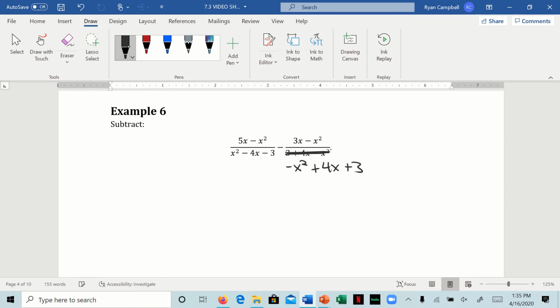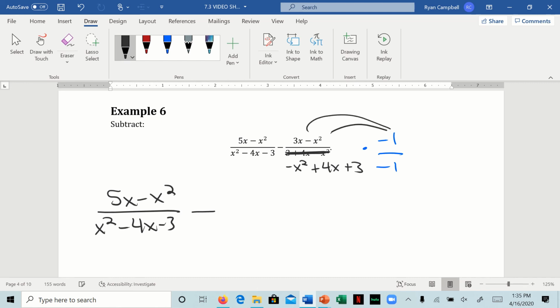So we can multiply the second term by negative 1 over negative 1. So the first term doesn't change. So we can distribute that negative 1. So we get negative 3x plus x squared over, then we can distribute that negative 1 on the bottom. So positive x squared minus 4x minus 3.